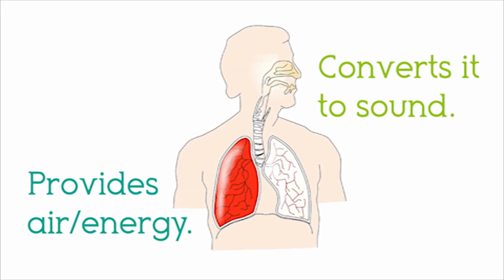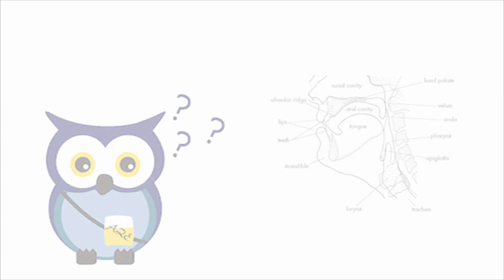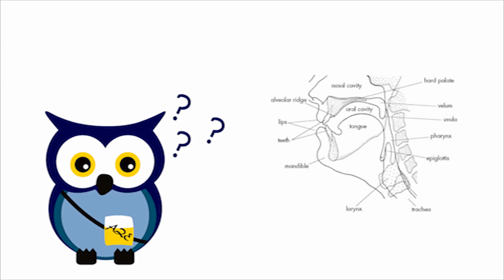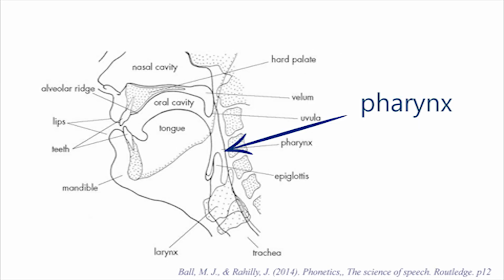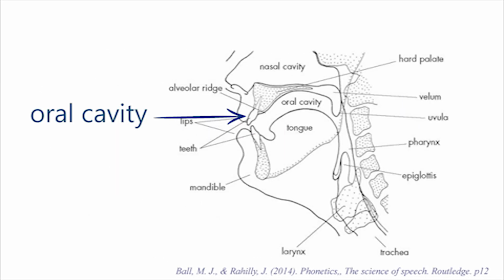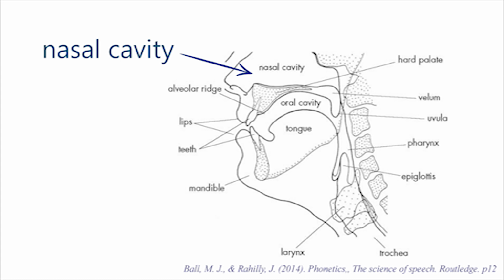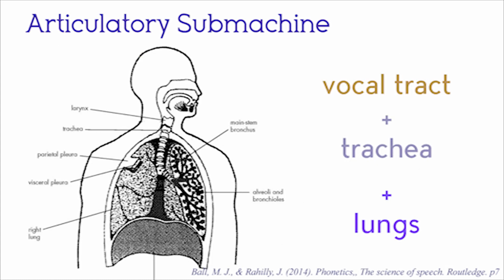The lungs just provide the source of the aerodynamic energy, but the vocal tract takes it from there. What is the vocal tract? The vocal tract consists of the larynx or laryngeal cavity, the pharynx, the oral cavity, and the nasal cavity. So if you think of the articulatory sub-machine, it's the vocal tract plus the lungs, and of course the trachea, which is the windpipe that connects the lungs to the vocal tract. So it would be three parts.